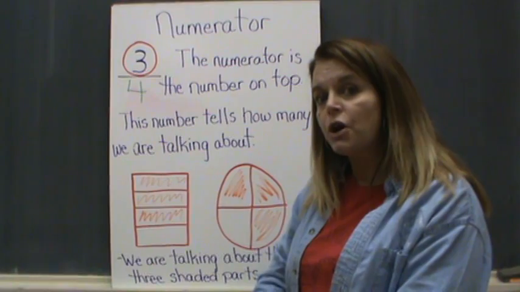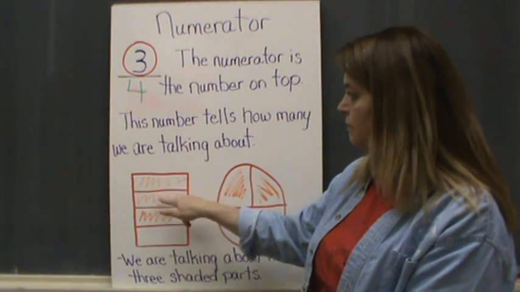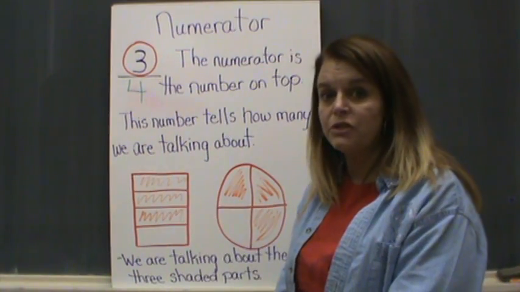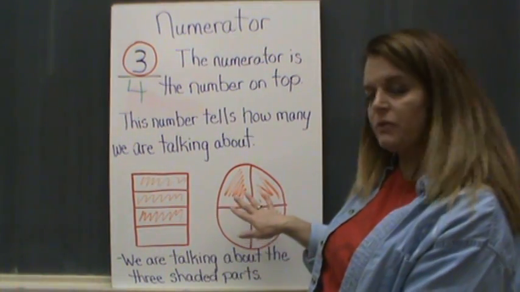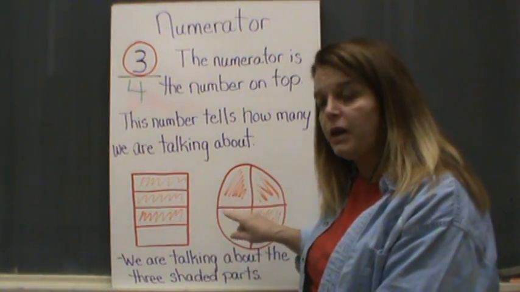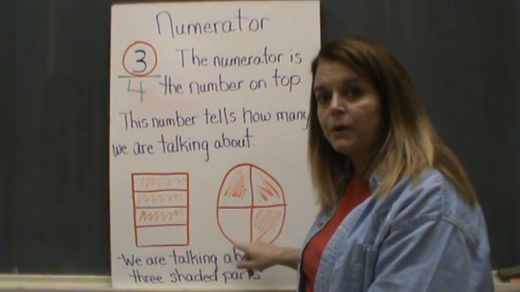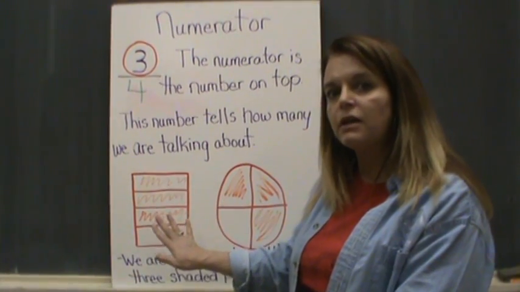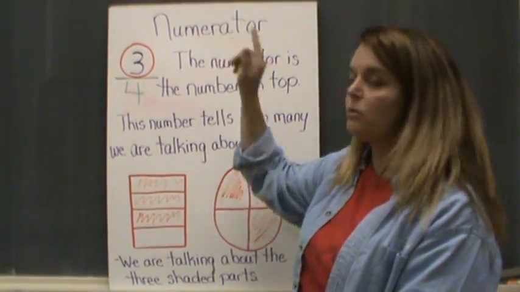So as far as the numerator is concerned, your number on the top, it tells me how many we are talking about. Here, I'm talking about 3, the 3 shaded parts. Same with the circle, we're talking about 3 of the 4, the 3 shaded parts. The 3 parts that are shaded gives me my numerator.